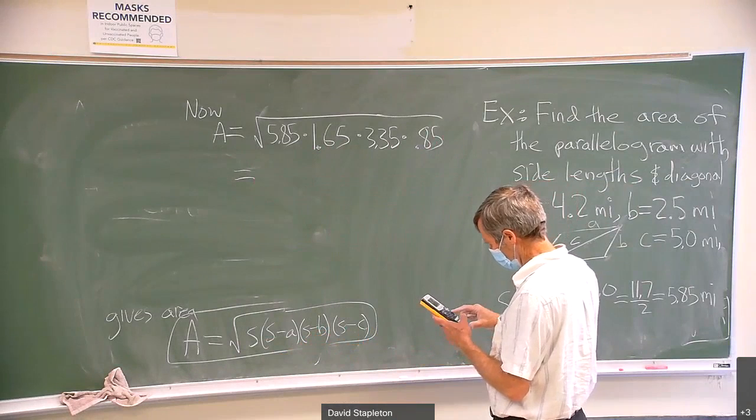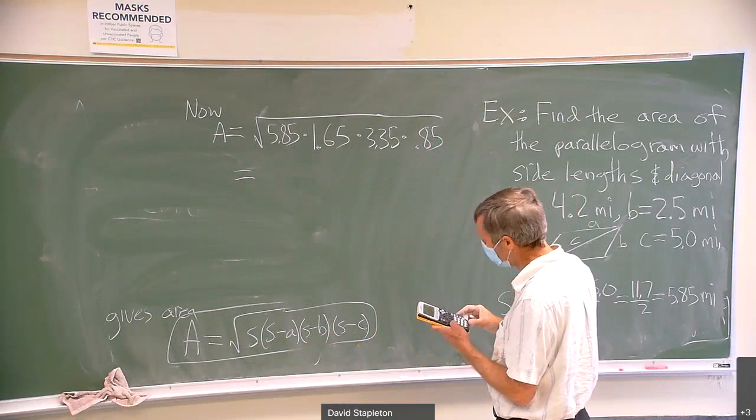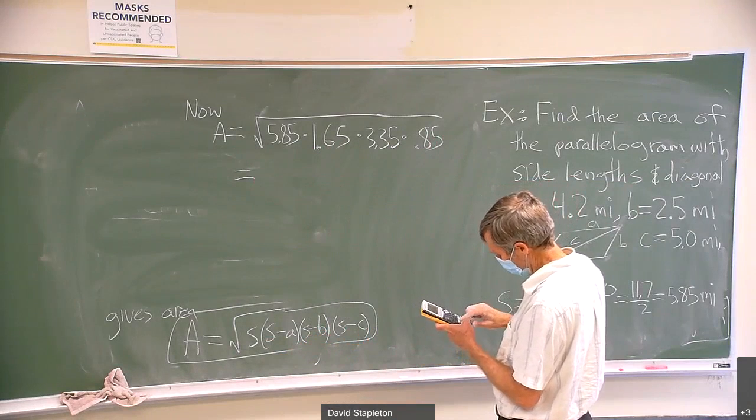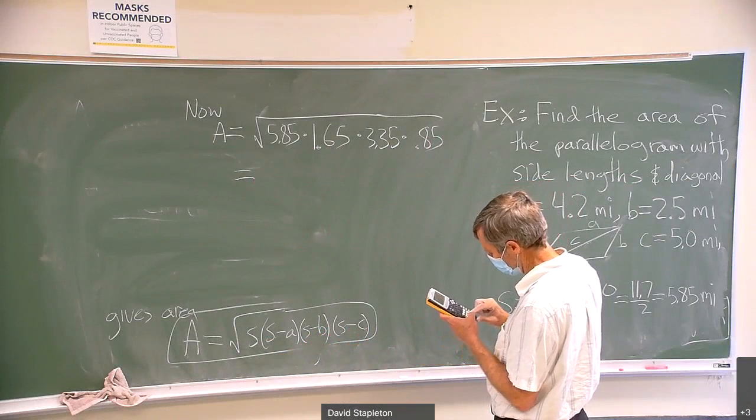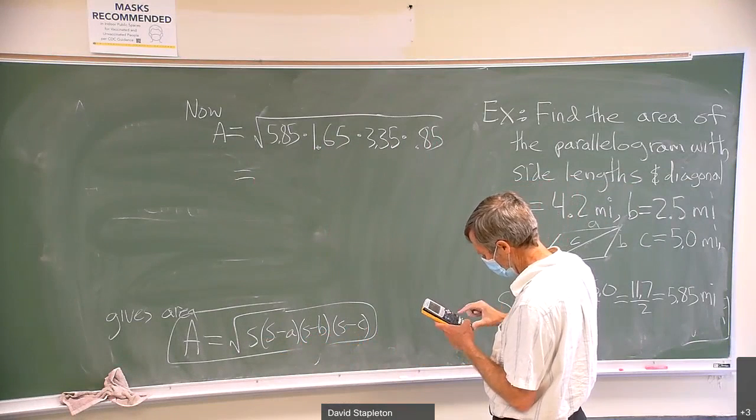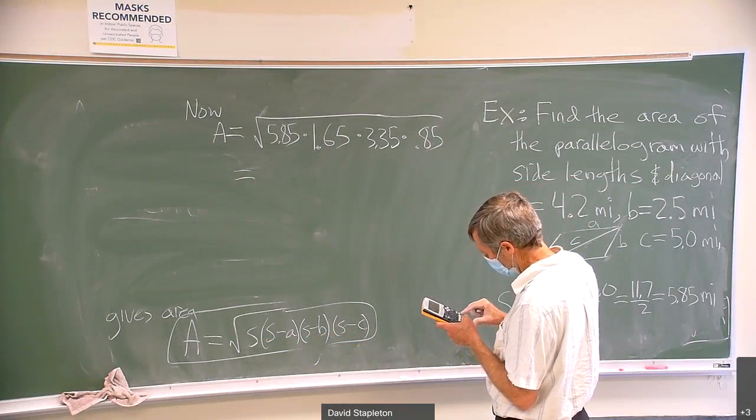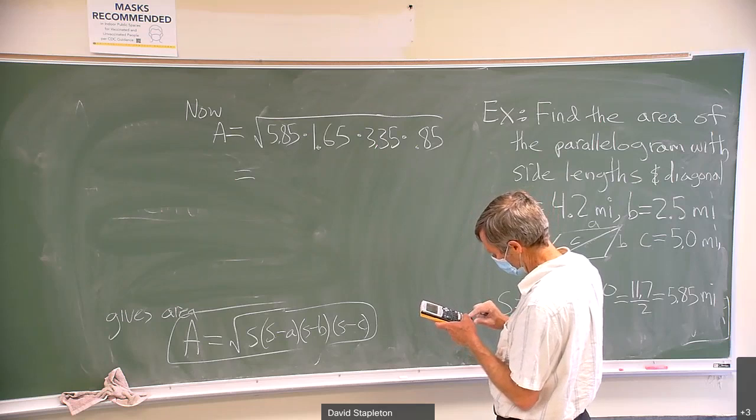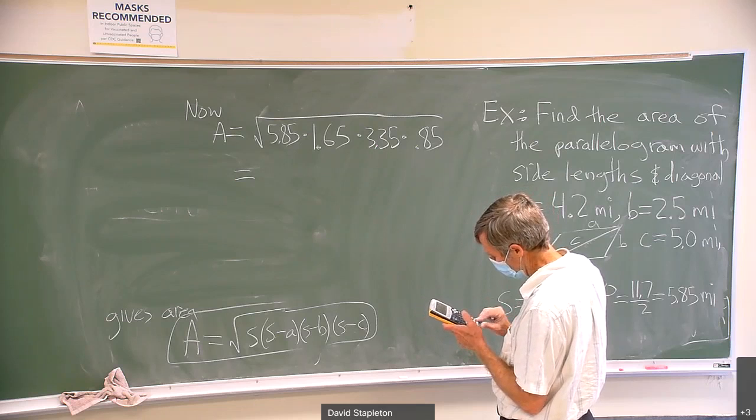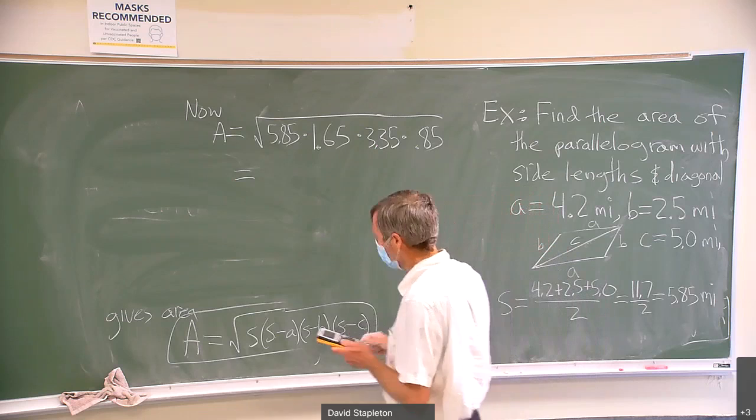I compute this as square root 5.85 times 1.65 times 3.35 times 0.85 and get 5.24.